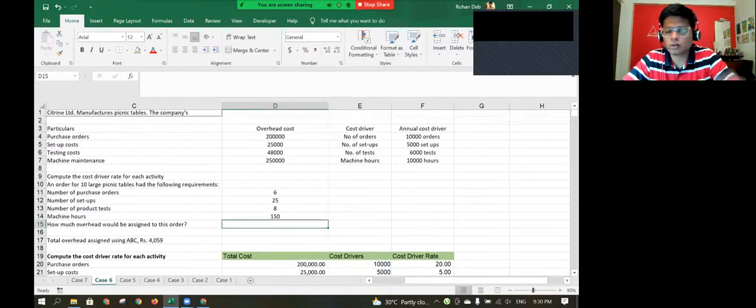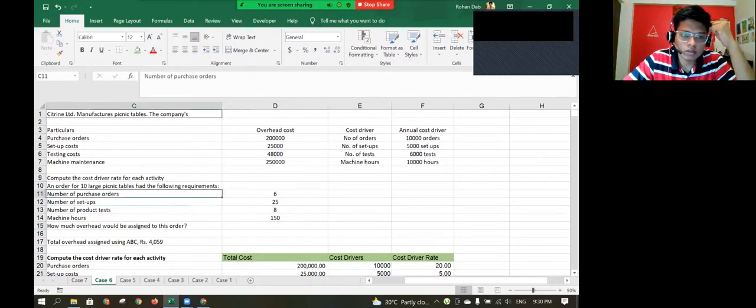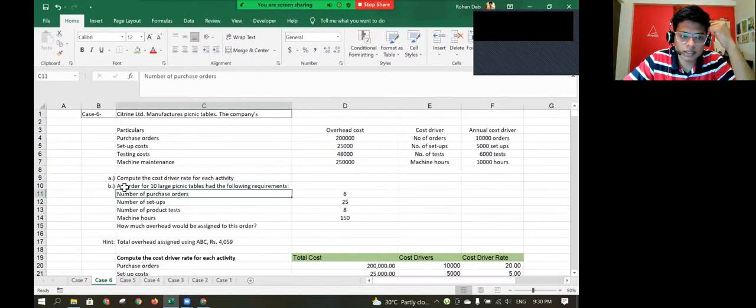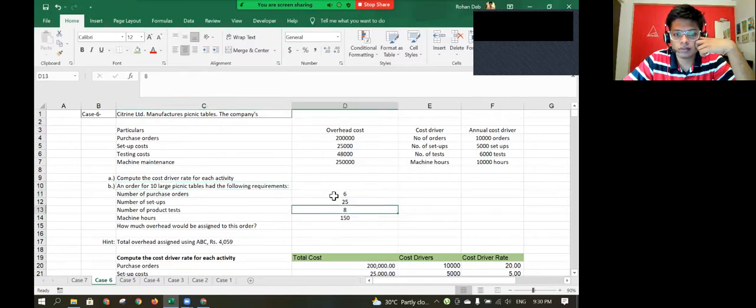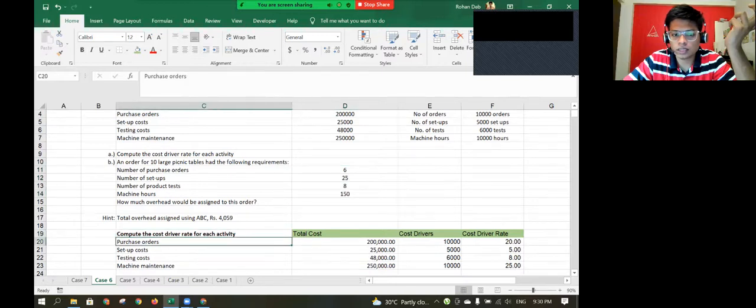Compute the cost driver rate. Cost driver rate is what? Total overhead cost divided by the number of cost drivers. So the first part is done. What is the next part asking? A large order of 10 large picnic tables has been requested. The number of purchase orders is 5, 25 this one, and how much overhead would be assigned to this order? So logically think: I've been given the number of purchase orders and I've calculated the cost driver rate for each purchase order. So what would I do for this one?